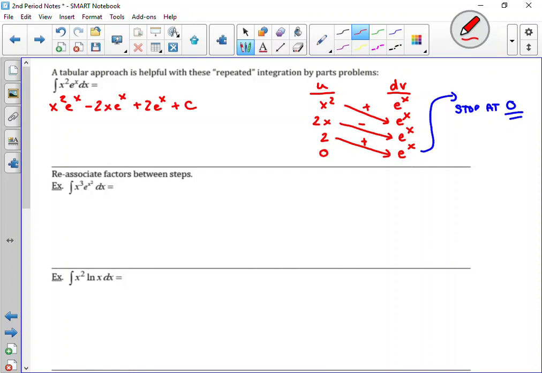Yeah, you can do it either way. But you had to know the formula. You had to know why you were doing it before.